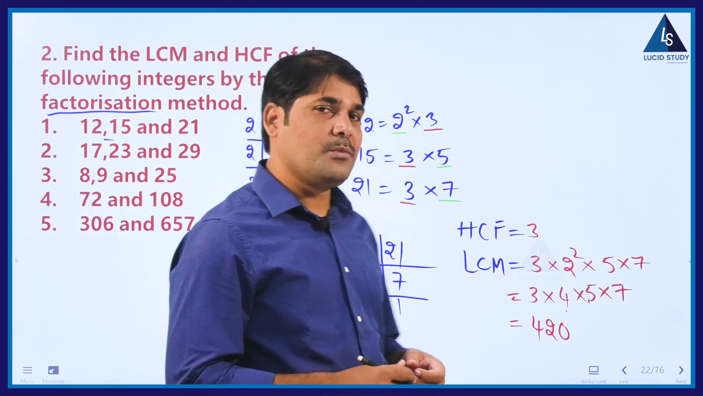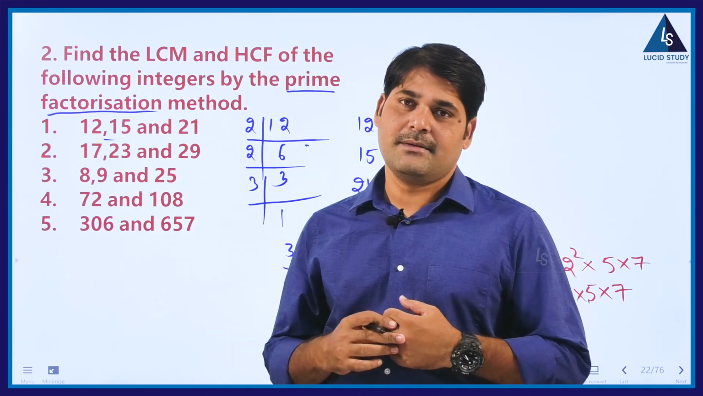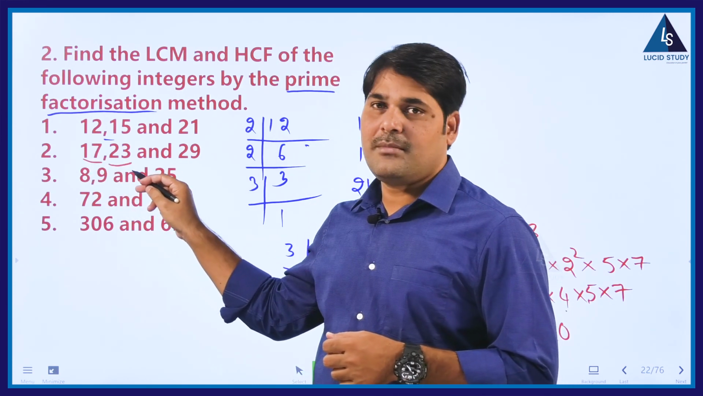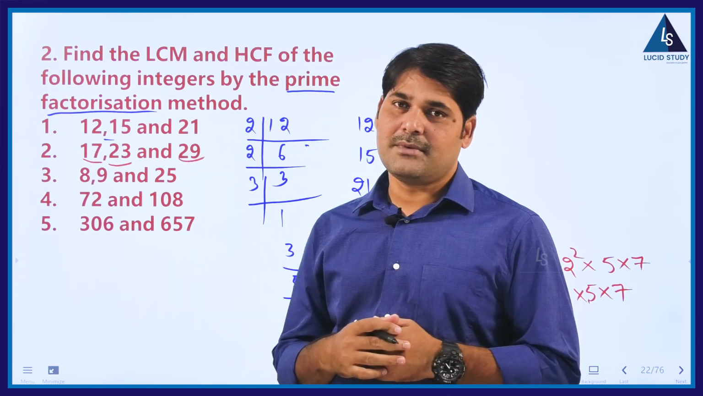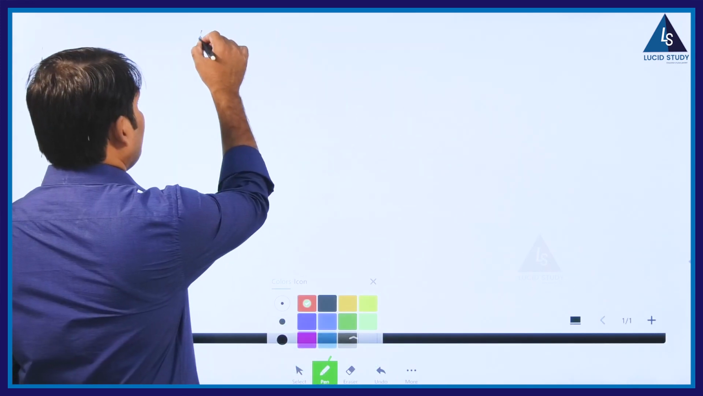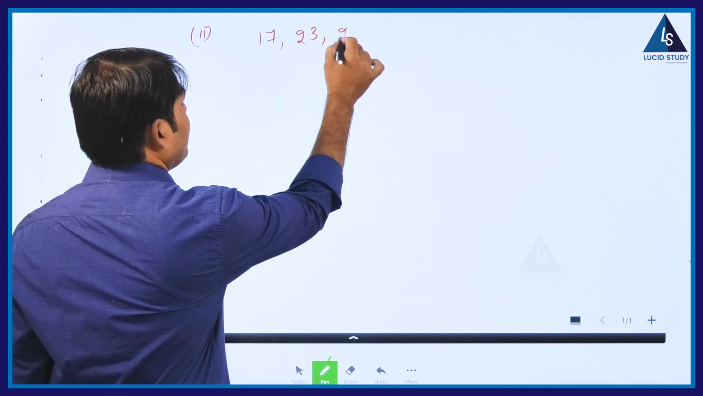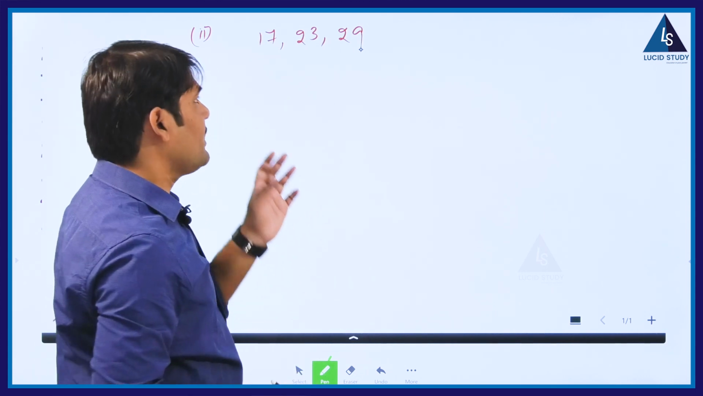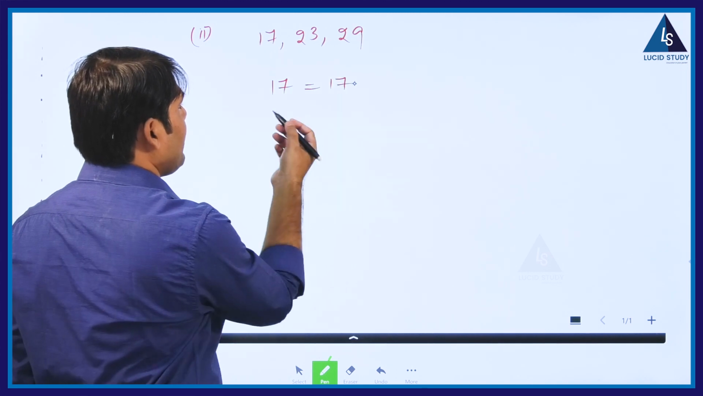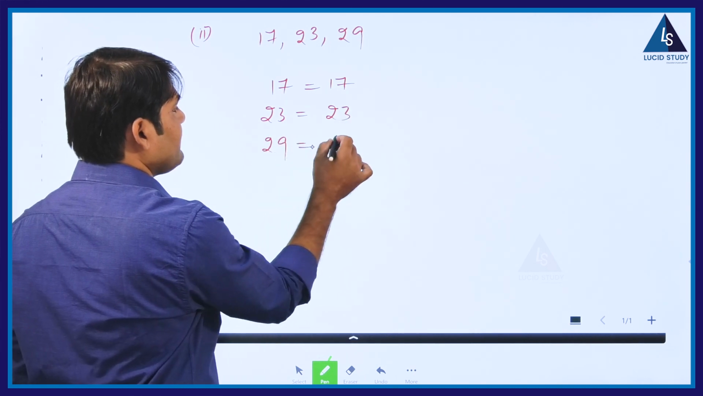Okay, now we will do one more problem, the second problem. So what is that? 17, 23 and 29. Alright, if you observe, all are prime numbers: 17 is a prime number, 23 is a prime number and 29 is also a prime number. So let us see how to find the HCF and LCM of these numbers. So, given 17, 23 and 29, all are prime numbers, so they will not be in any table. So directly, the prime factors of 17 is 17 itself, of 23 is nothing but 23, and of 29 is nothing but 29.